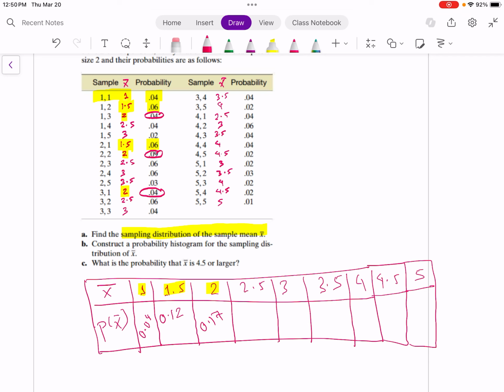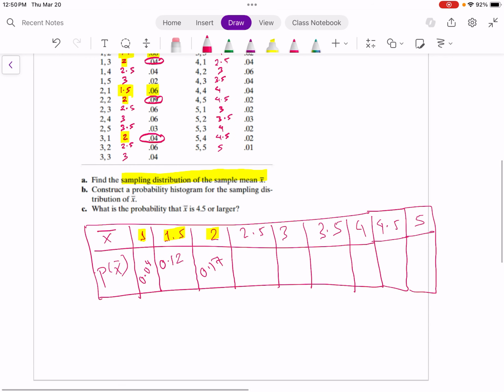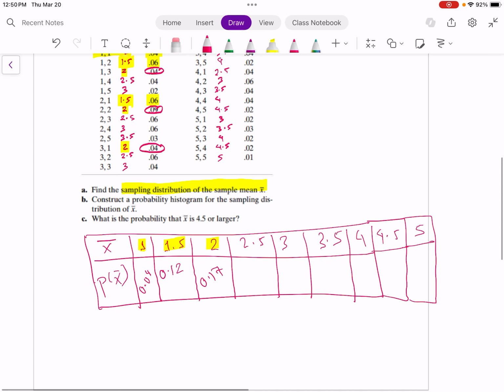Okay? Part B, construct a probability histogram. Once you have the distribution, you know how to construct a histogram, right? You have the horizontal axis for the X bar and use P of X bar for the height for its probability. And what is the probability that X bar is 4.5 or larger? I think you should be able to do this one. So let's do this much, and if you can't complete this one, we'll do it tomorrow, okay?